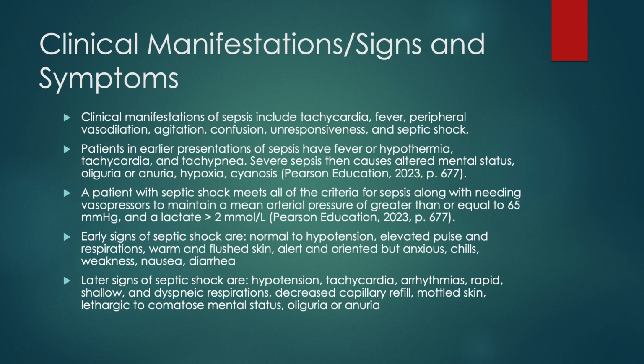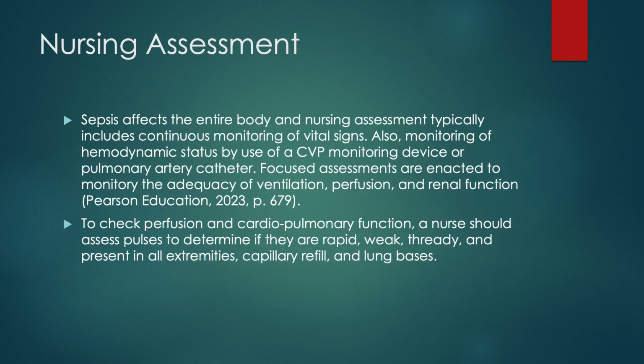Early signs of septic shock are normal blood pressure to hypotensive, elevated pulse and respirations, warm and flushed skin, alert and oriented but anxious, chills, weakness, nausea, diarrhea. Later signs are hypotension, tachycardia, arrhythmias, rapid, shallow, and dyspneic respirations, decreased cap refill, mottled skin, lethargic to comatose mental status, and then oliguria or anuria.